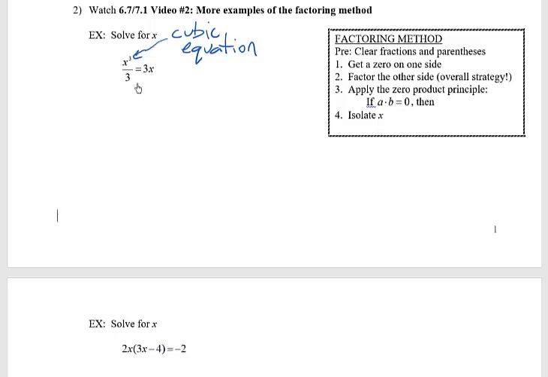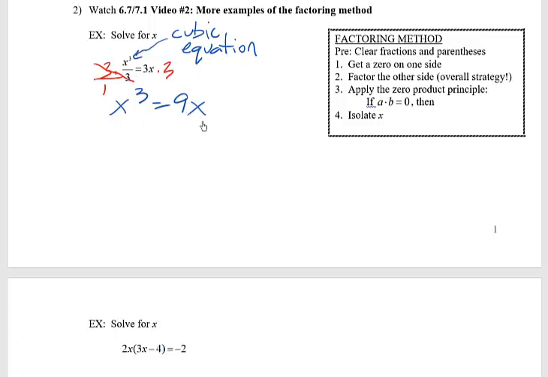I find the LCD, which in this case would be 3, and I multiply both sides of the equation by 3. Of course, on the left side, I have 3 over 1, the 3's cancel, and so this gives me in the end x cubed equals 9x on the right side. Okay, no parentheses, no fractions, now I'm ready to go.